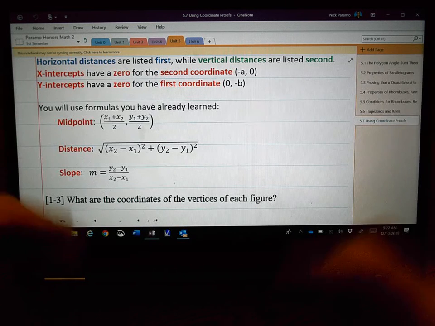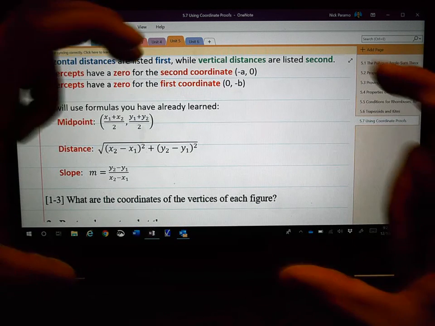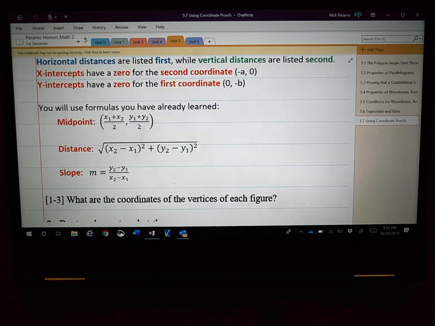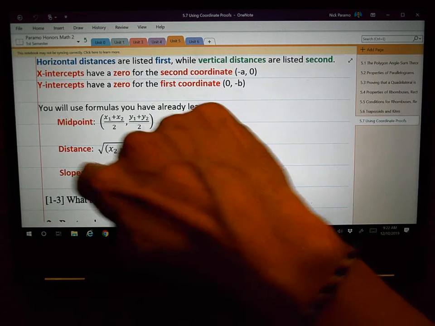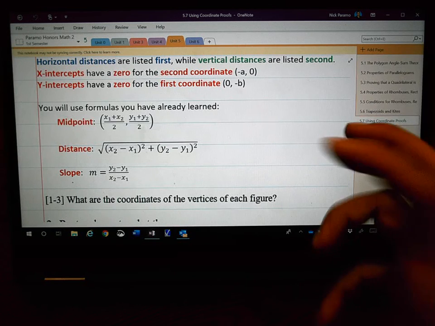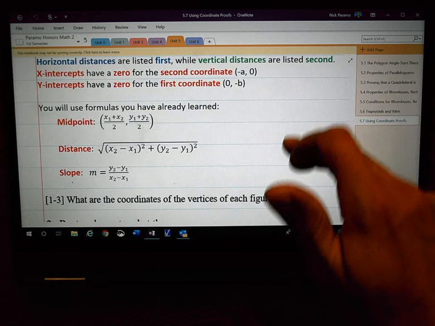If you want to know if something is the same distance, like if opposite sides are congruent, you might need to know the distance formula if you're using two coordinates. If you want to know if things are parallel, you need to know what their slopes are. That's something you could use when you're dealing with A's and B's and C's and things like that.